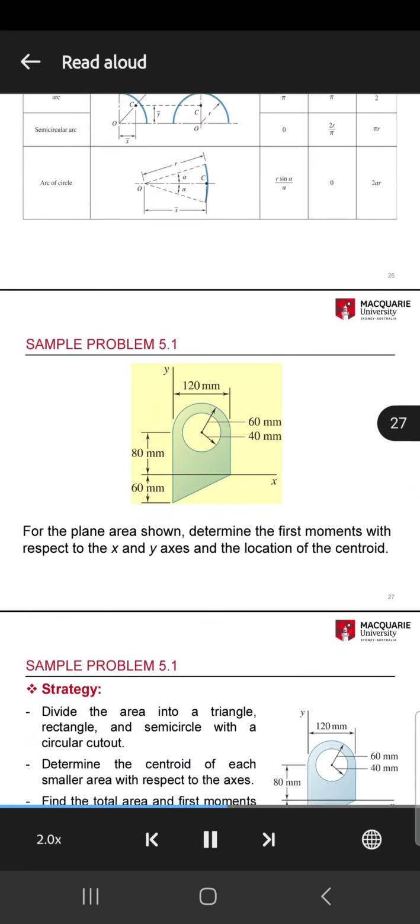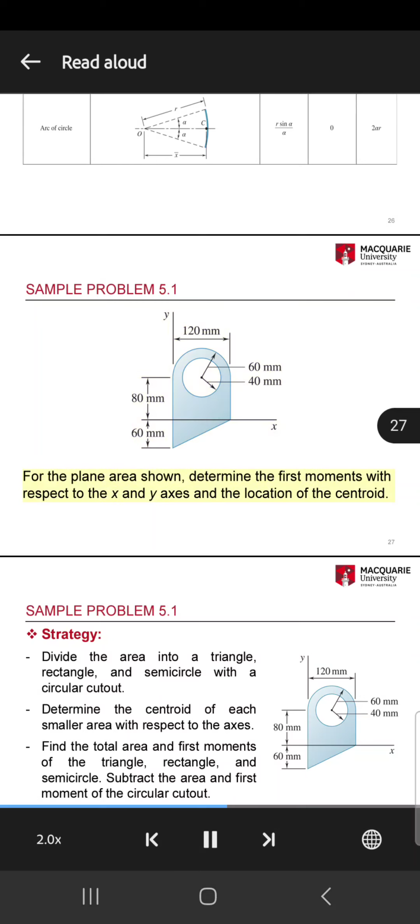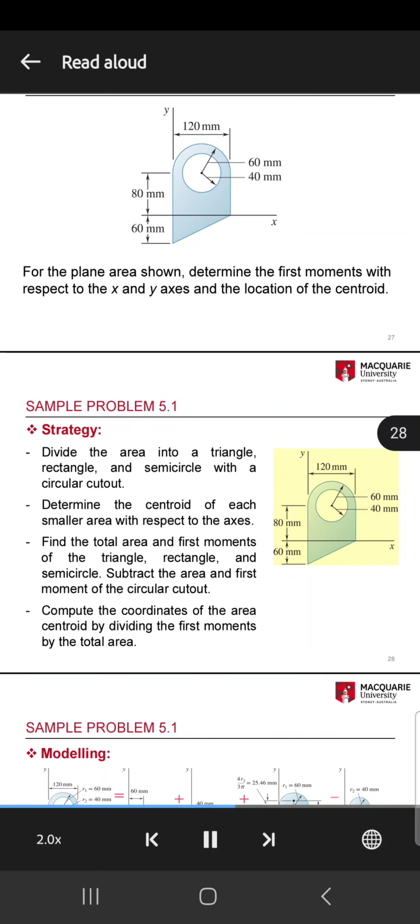The x-axis is the dividing line between the triangle and the rectangle. The y-axis is the left side of the rectangle. For the plane area shown, determine the first moments with respect to the x and y axes and the location of the centroid. The x-axis is the dividing line between the triangle and the rectangle. The y-axis is the left side of the rectangle.